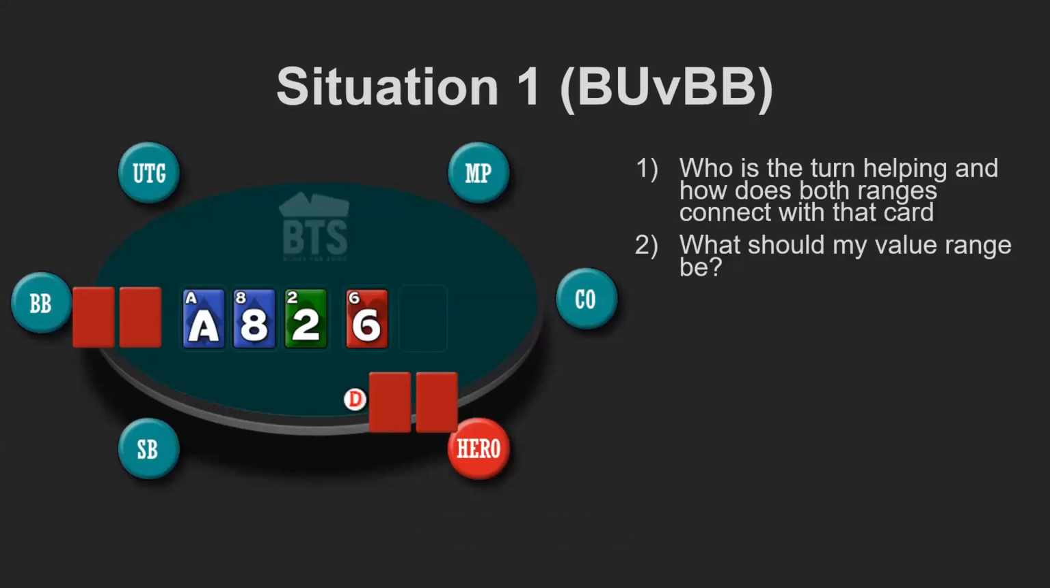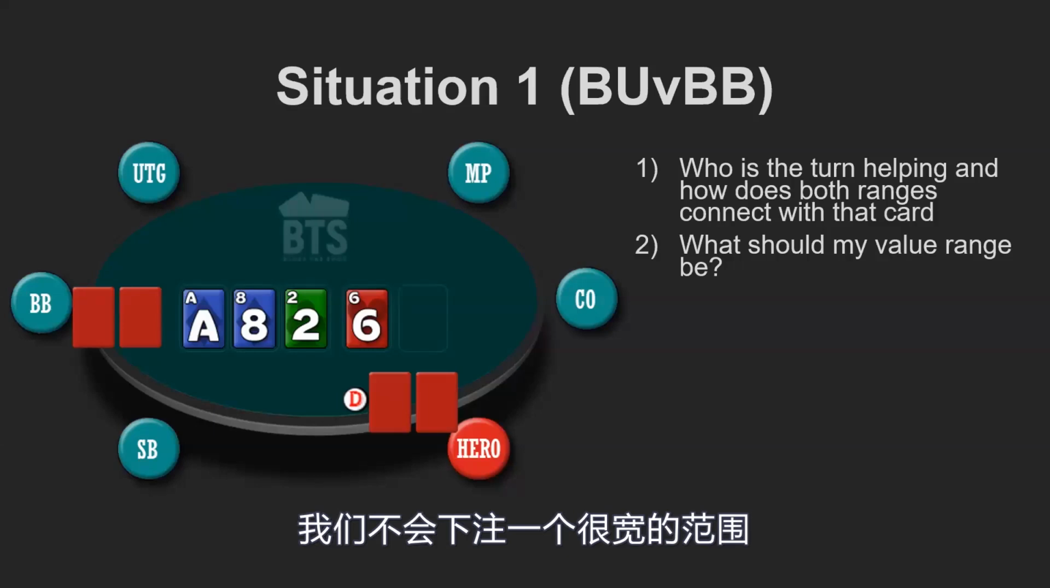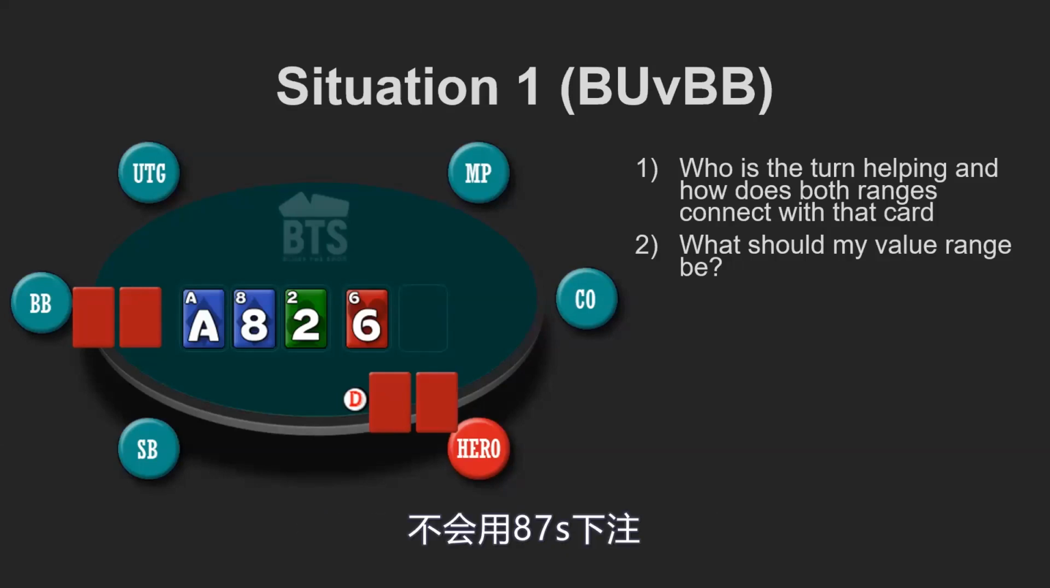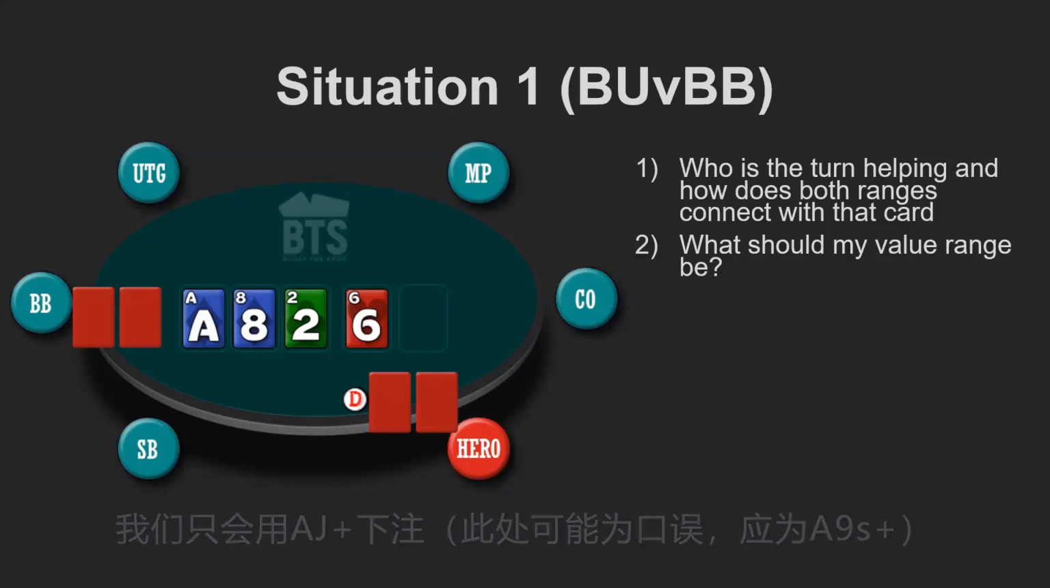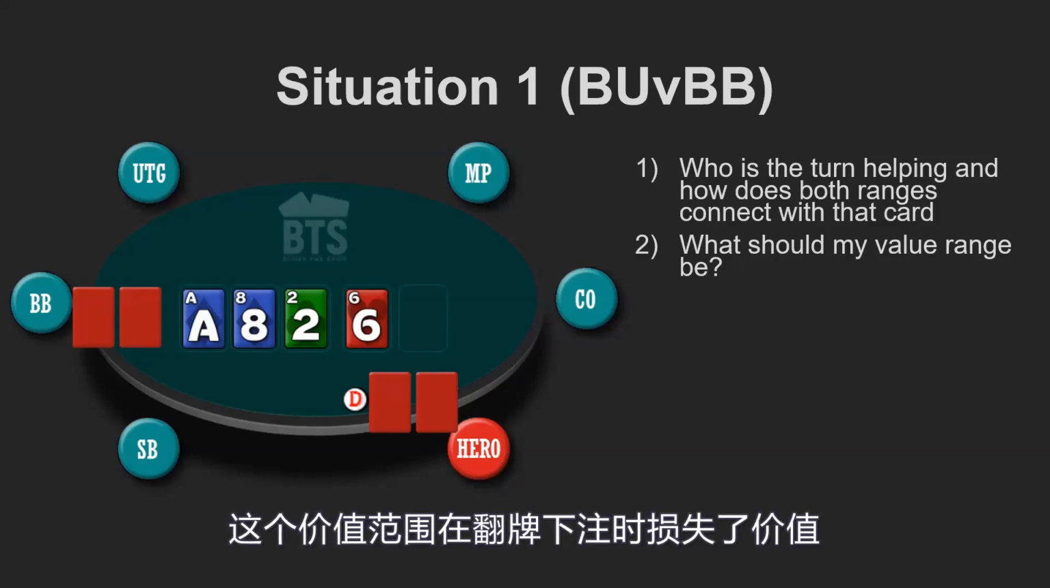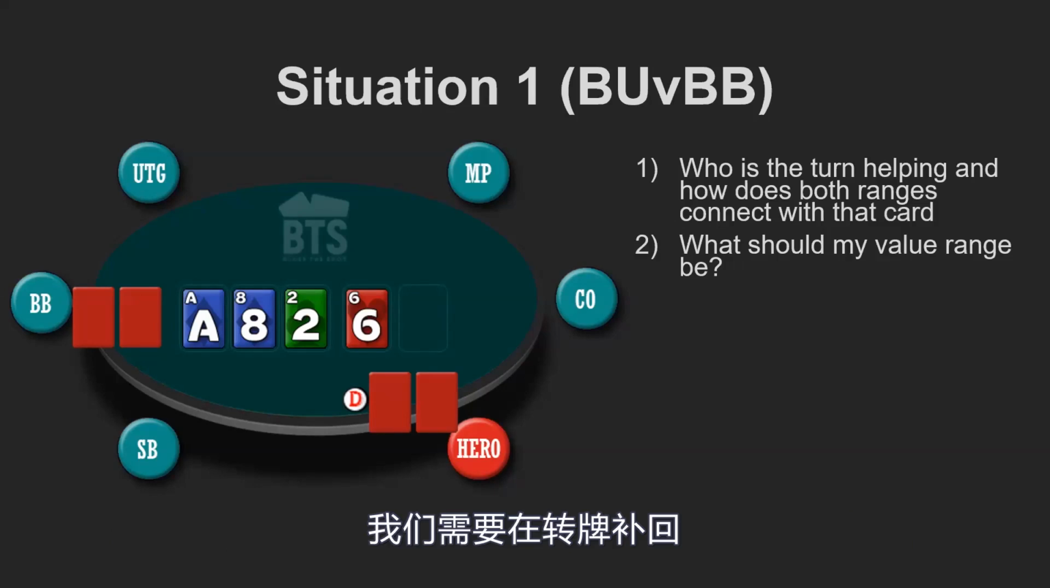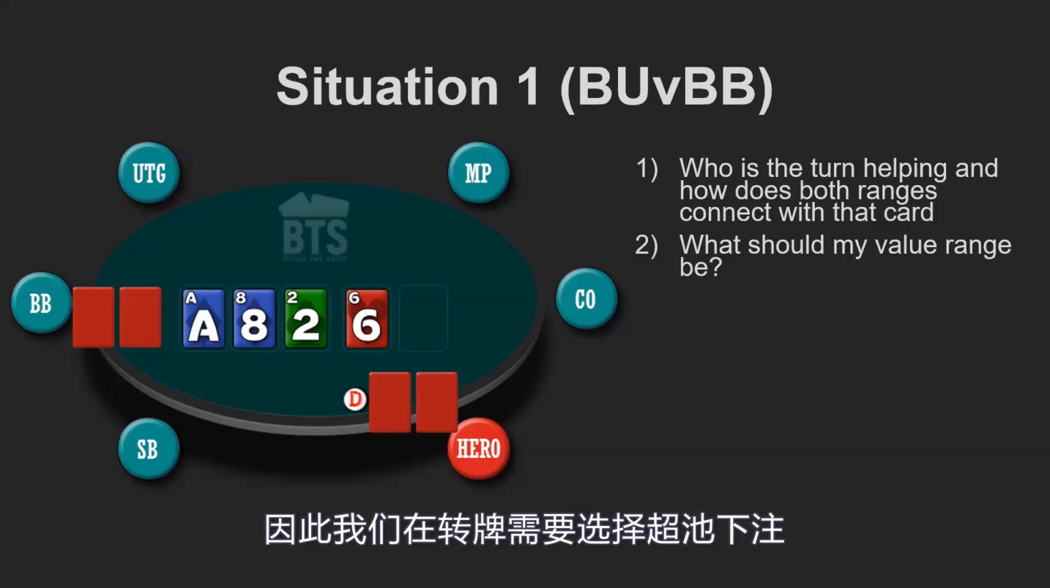Yes. So on the turn, what happens is that we are not betting a wide range. We are betting a strong range. So we're not betting ace five. We're not betting pocket kings. We're not betting 8-7. We're only betting ace jack plus. And all that range lost value on the flop and wants to get it back on the turn. So it's using an overbet strategy on the turn.